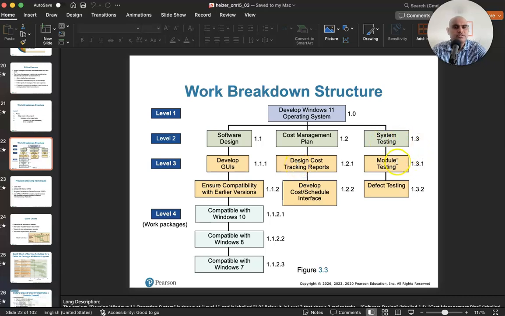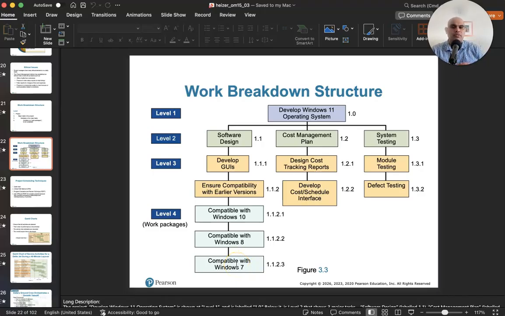For system testing, you can say do module testing, right? So within developing GUIs, you can have a further breakdown into further subtasks, which is ensure compatibility with earlier edition versions. That's one of the work breakdown structures. And then you can have compatibility with Windows 10, compatibility with Windows 8, compatibility with Windows 7, and so on, right? So these are individual work packages. And this is the level at which you'll have.